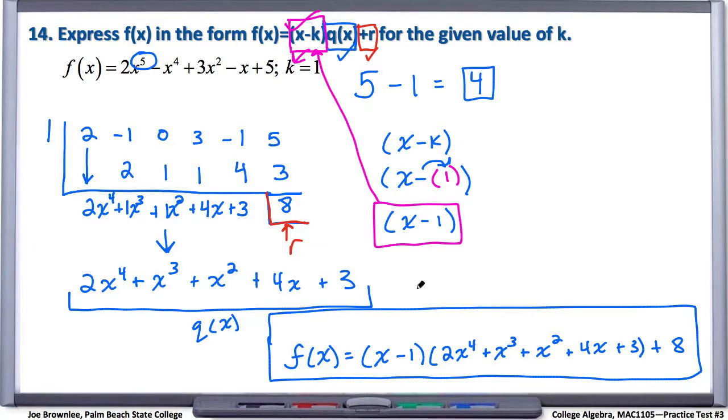So again, let me go through and just label what each piece is. So this was our x minus k. Here in the center, this was our quotient, our q of x. And then lastly here, this was our r. All right, so there we have it, number 14.